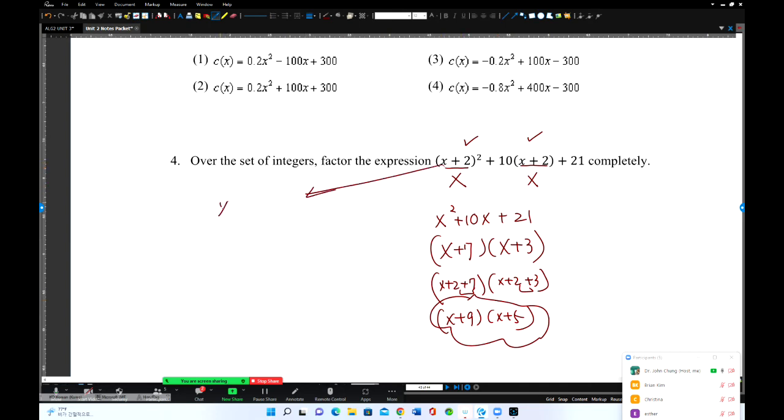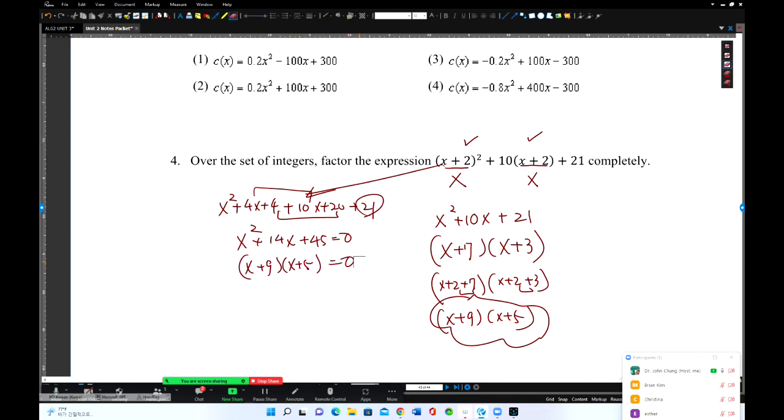Expand everything. First one is x squared plus 4x plus 4. Second one is 10x plus 20 and plus 21. After that, you can factor this one too. 4x plus 10x is 14x, 24 plus 21 is 45, isn't it? Okay, from here we got two numbers, 9 and 5. So x plus 9 and x plus 5. You can factor this one, same thing. It doesn't matter, this is okay, this is why we applied some skills.